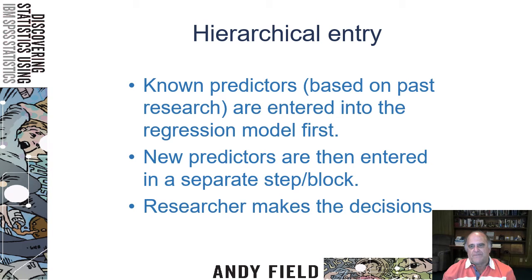So some people call this like a 4-step entry. The researcher makes the decisions on where and when things are entered. Hierarchical entry is probably sort of a fancy name for what you're doing. But again, all you're really doing here is you're making a choice about which predictors go in at which step. So that's really all you're doing.